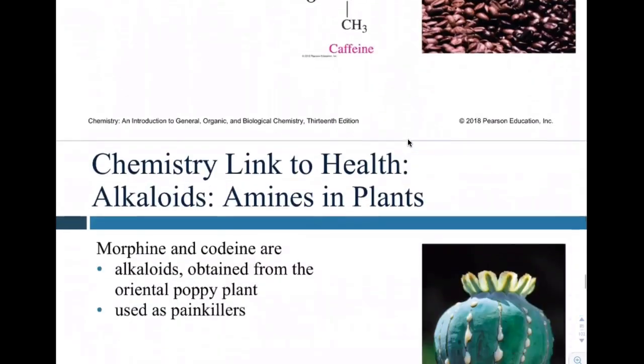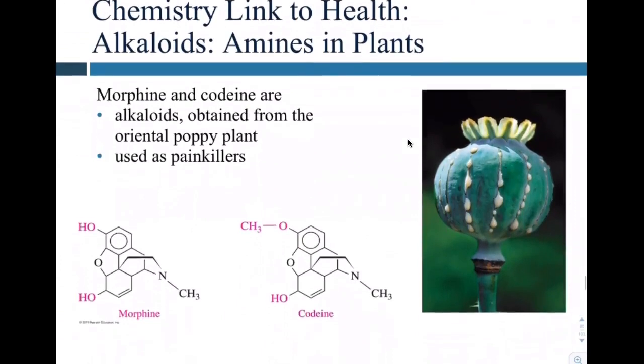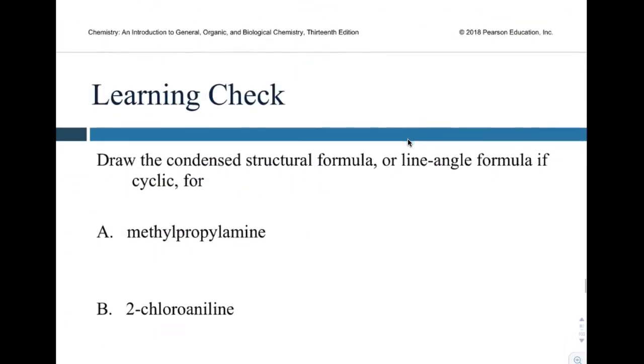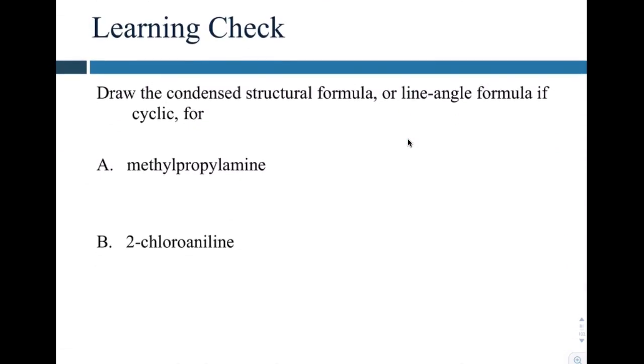Morphine and codeine are all alkaloids. Amines in plants. An alkaloid, you also may know, means basic, right? So like amines are bases. Alkaloid, amines. There you go. So go ahead and give me a quick pause just to make sure you got this. You can give me a line angle formula if it's cyclic, or a condensed structural formula if it's not cyclic.